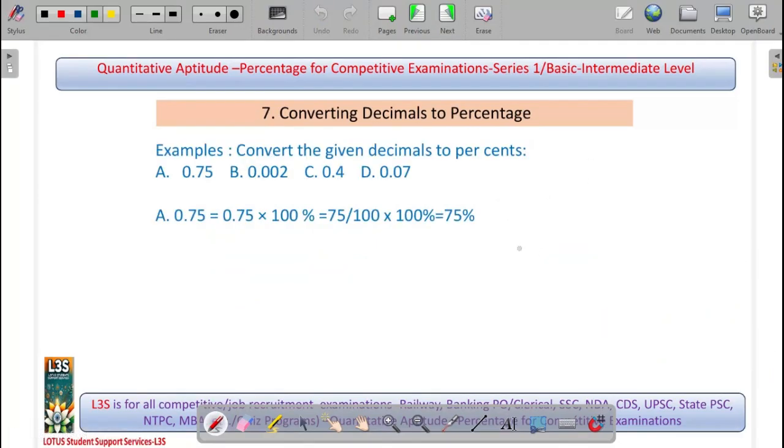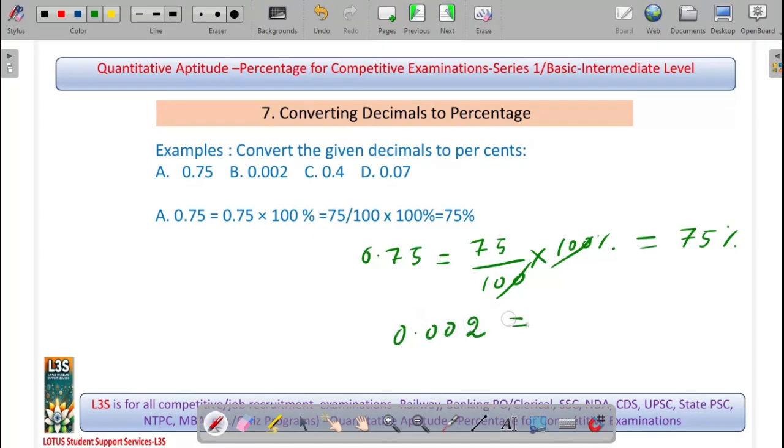Next, converting decimal to percentage. To convert the given decimal to percentage. Say the first one is 0.75. 0.75 means 75 by 100, right? So we will convert it into percentage. So 75%, like this.